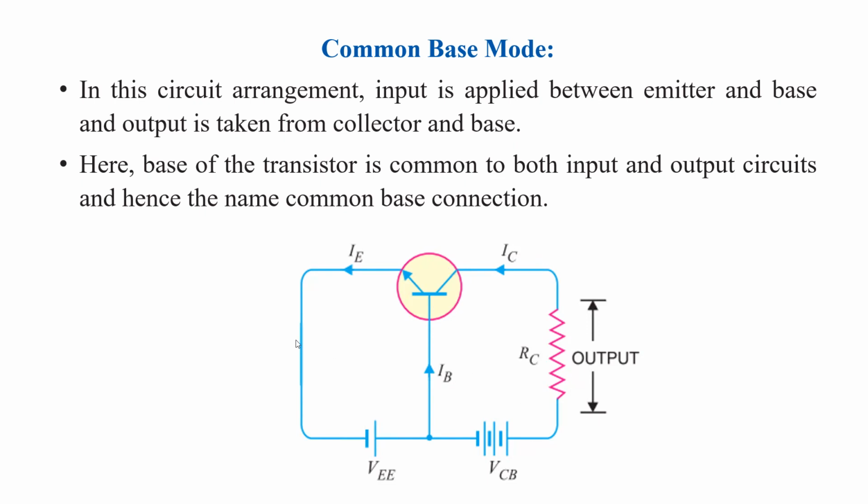If you look at the circuit, this base is common for both input and output. It is connected to the input and it is also connected to the output. That's why this base is common for both input and output, whereas the emitter is clearly the input terminal and the collector is the output terminal.